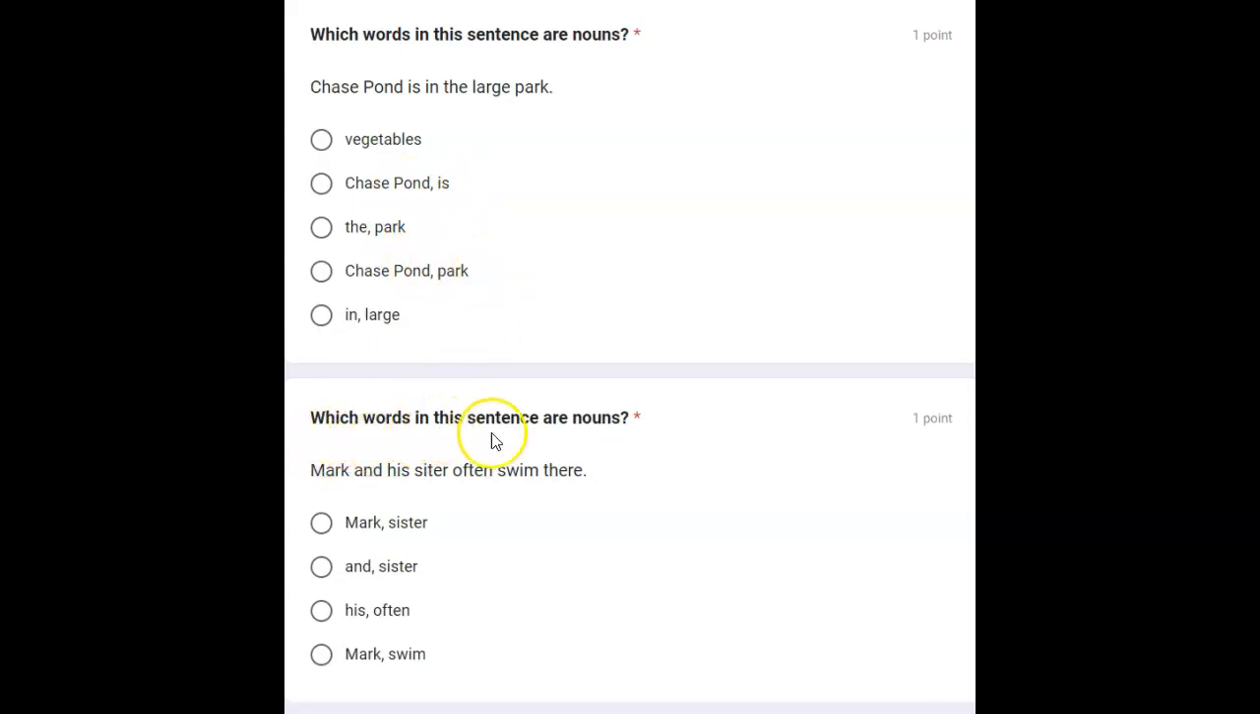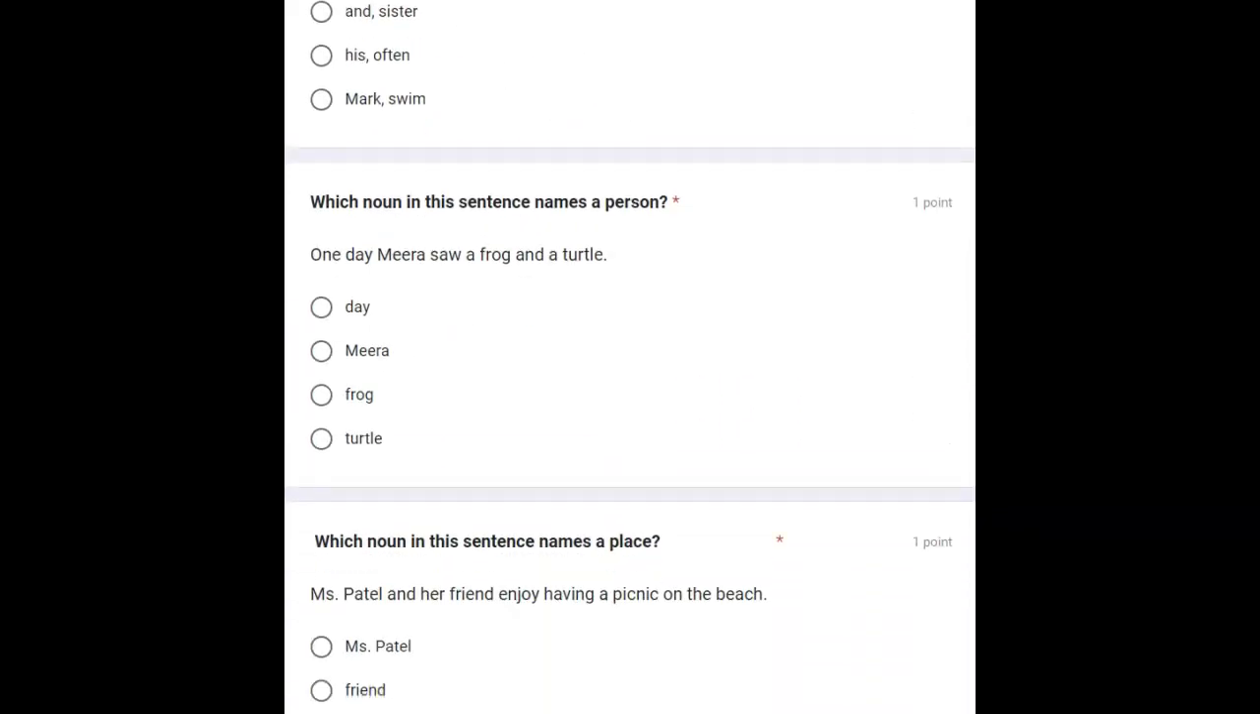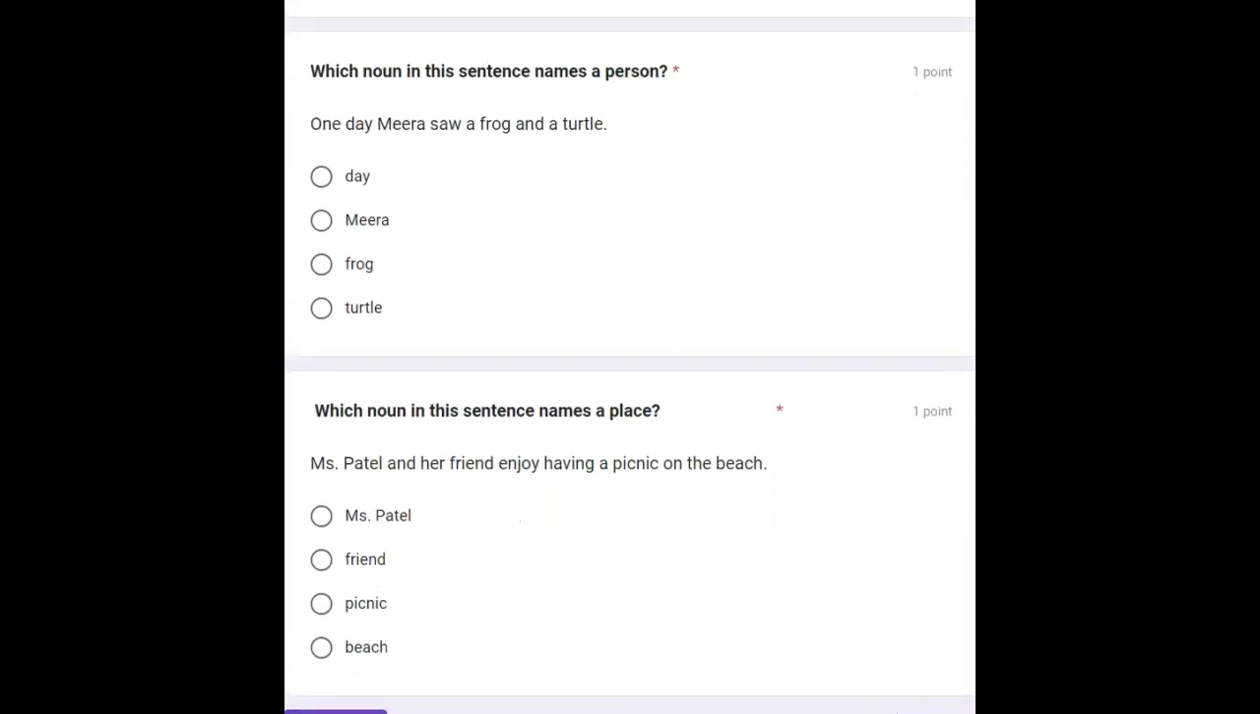Next one, which words in this sentence are nouns? Mark and his sister often swim there. I have to correct that as well. My apologies. So, which words in these sentences are nouns? Mark, sister, and sister, his, often, Mark, swim. Select your best response. Then the last 2.